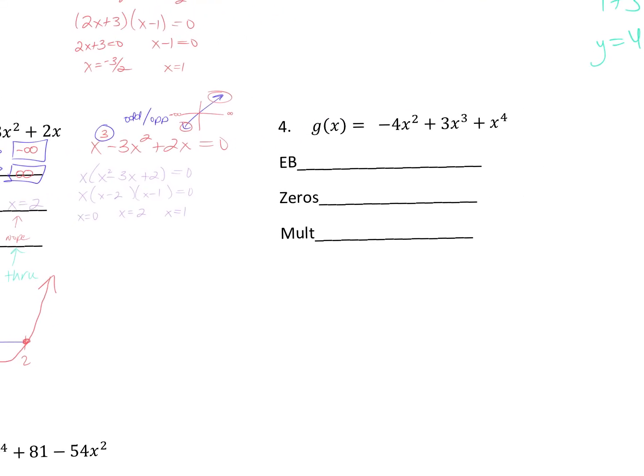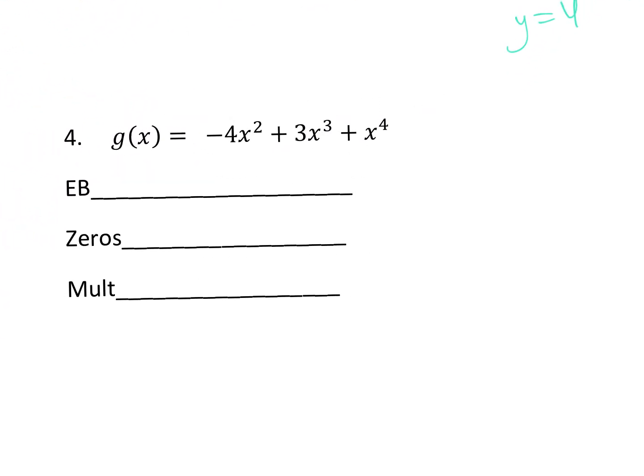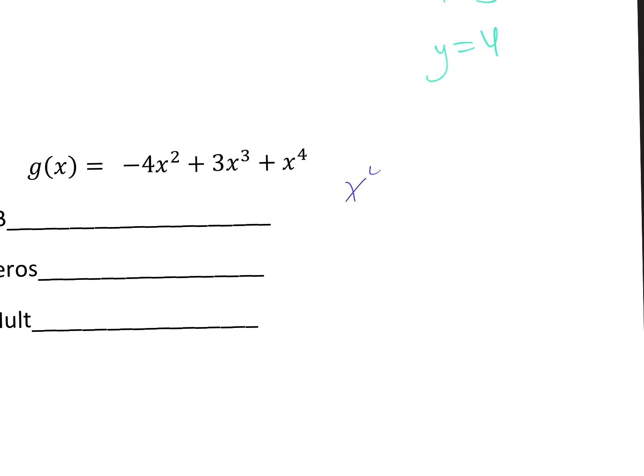All right, let's look over here at this one. First of all, what should we do with this problem? Put it in standard form. Let's put it in standard form first. What should come first? The highest exponent. So it should say x to the 4th plus 3x cubed minus 4x squared. If you guys did not put that in standard form first, your end behaviors would be wrong.